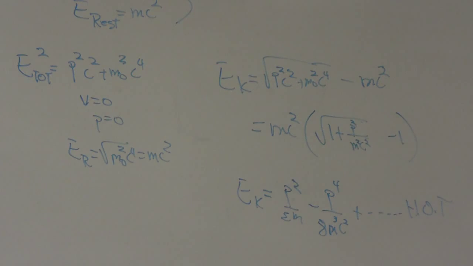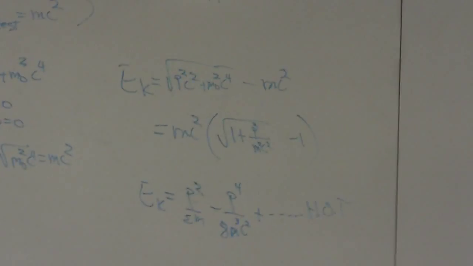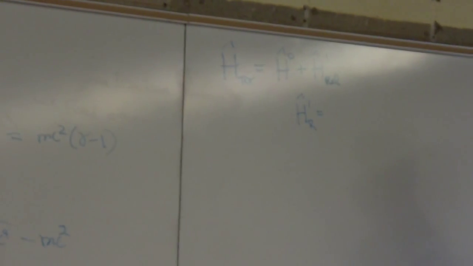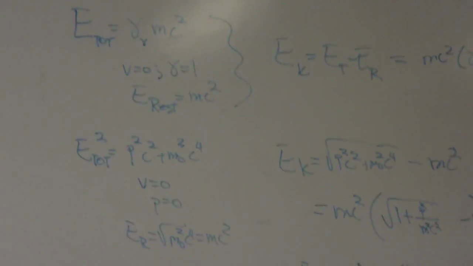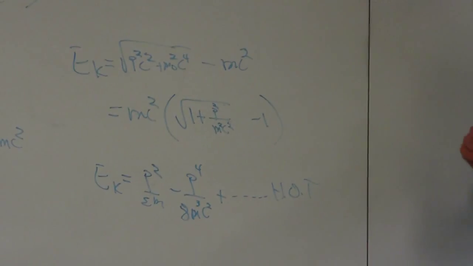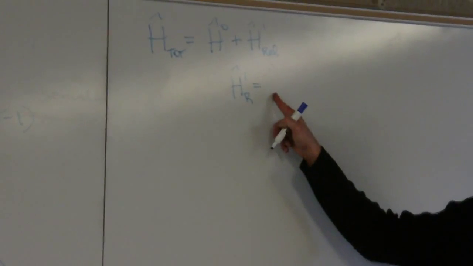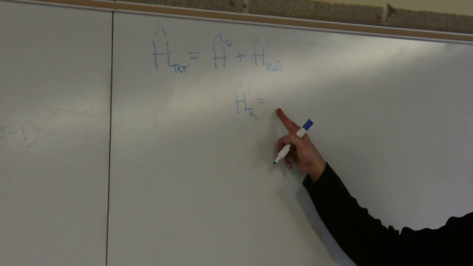Minus p squared over... Oh, now we're going to... So this is just the Hamiltonian. In other words, this is giving us the form for the Hamiltonian, because this is the form of our original H0 Hamiltonian. What is this? That's the perturbing part. So what is our perturbing Hamiltonian for the relativistic correction going to look like?